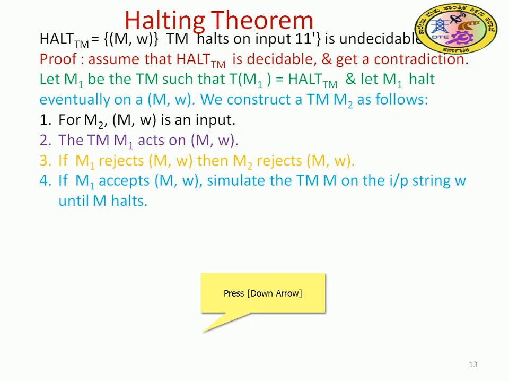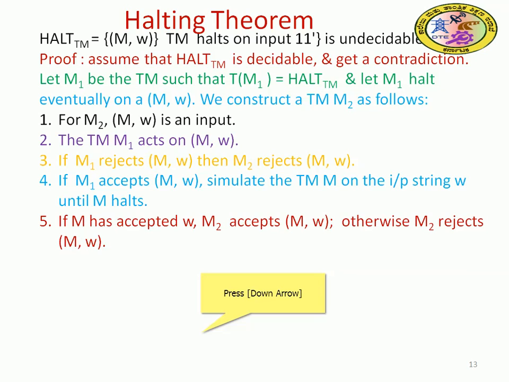If M1 accepts, simulate the Turing machine M on the input string W until M halts. If M has accepted W, M2 accepts W. M accepts, M2 accepts, otherwise M2 rejects, right? So the initial one is M, later generated M1 and M2. So if M accepts, M2 also accepts, otherwise M2 rejects. When M1 accepts in step 4, that Turing machine halts on W.